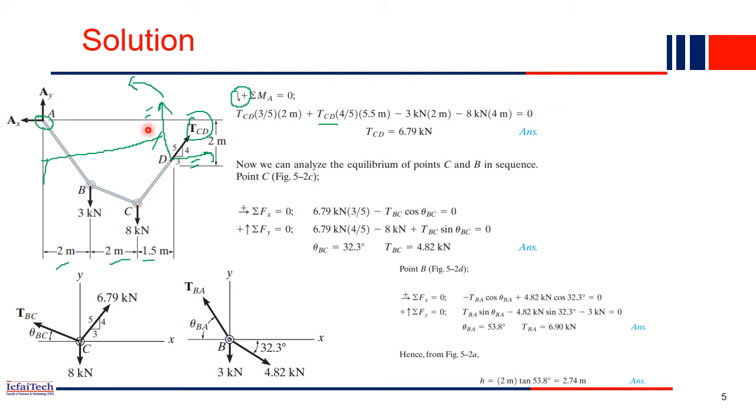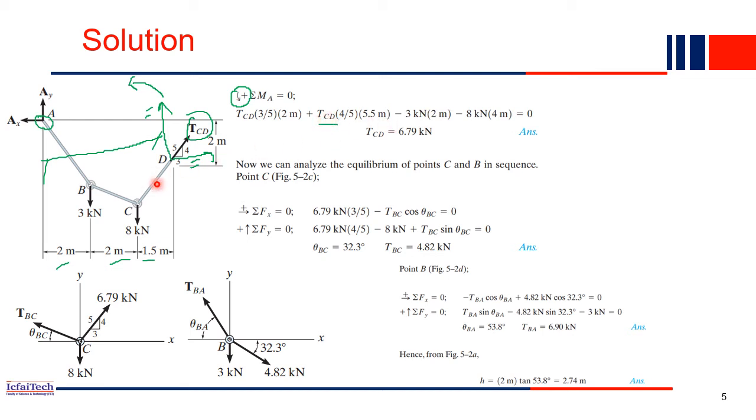So these are the total 4 forces producing moments about A. AX and AY are acting through A, so the distance is 0, right? That's why no moment is produced because of AX and AY. So these 4 terms add up to 0. Now if you substitute, only one unknown is there, TCD. So easily you can compute the value of TCD.